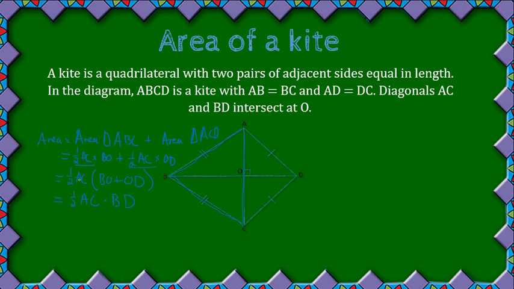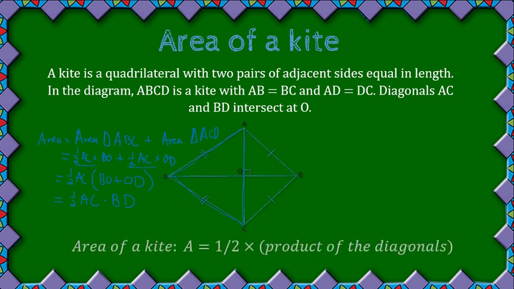That gives me a general formula for a kite. You see AC is this diagonal and BD is this diagonal. So to find the area of a kite, we simply say half times the product of the two diagonals.